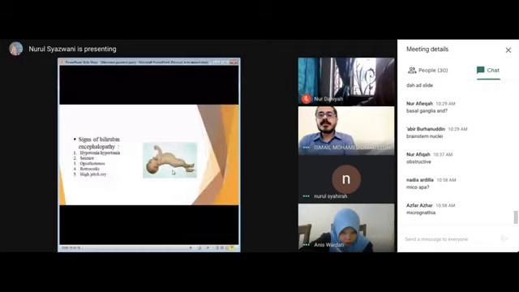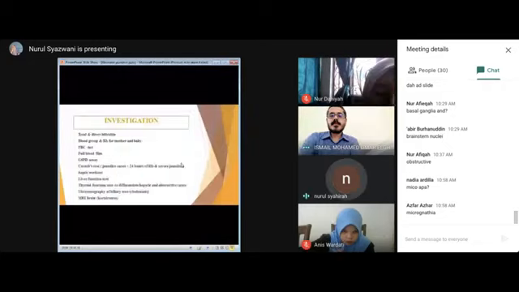Okay, so for the investigation, we must do the total and direct bilirubin level, and then we must do the blood group analysis for mother and baby. We must do the full blood count to look for the hematocrit, if there's any polycythemia, and then full blood film if we suspect spherocytosis, and then G6PD assay, Coombs test, then we must do a septic workup, liver function test.